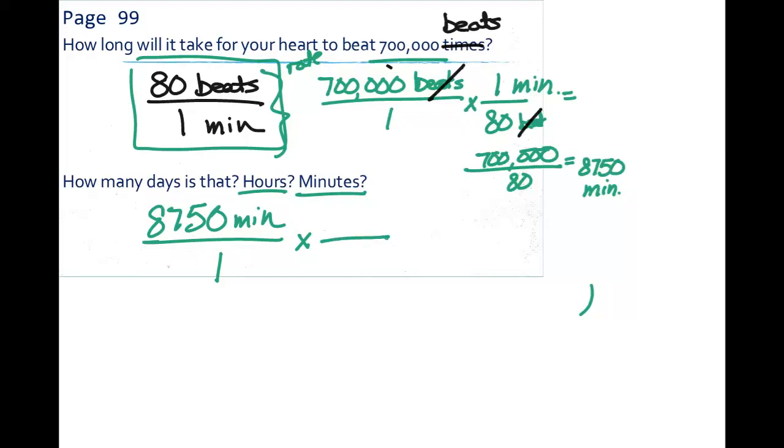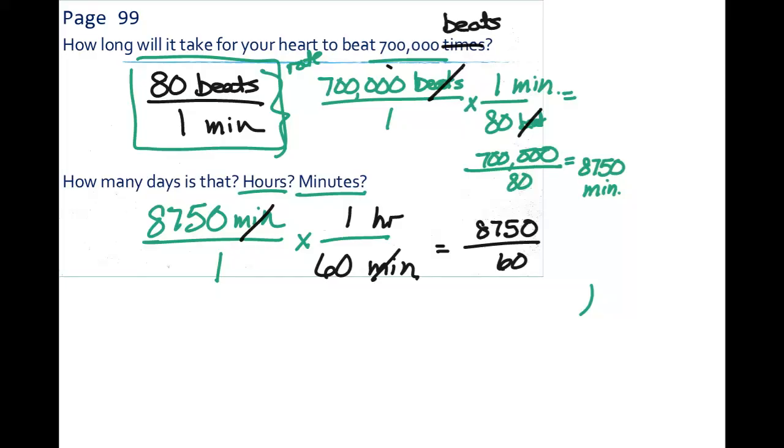How many minutes are in how many hours? 60 minutes. So the minutes I want on the bottom, 60 minutes in 1 hour, because then my minutes are going to cancel out. That is 8750 divided by 60, or whatever your minutes happen to be. And again, if you want to go with these minutes now, that's fine.